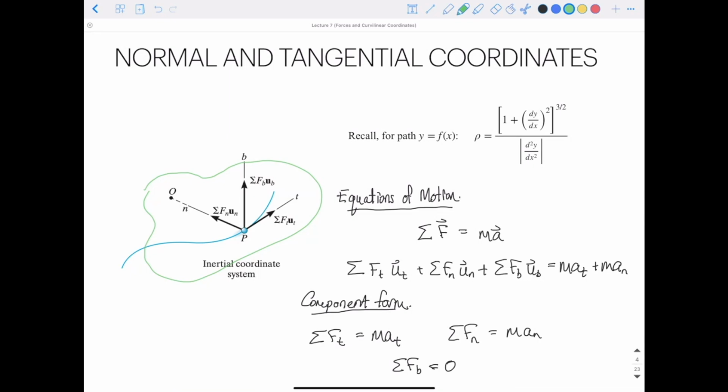Okay, I see. They just use the b to avoid confusion with the normal force.